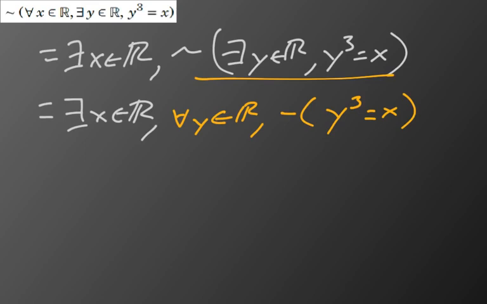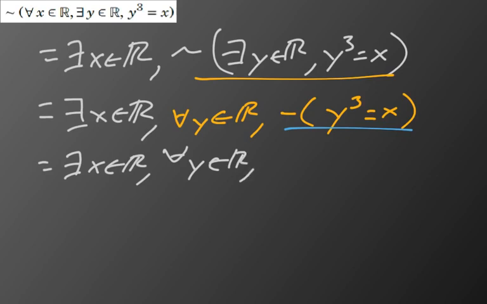And you could even go a little further, because you could switch that out. You could say there exists x in R such that for all y in R, you have y cubed not equal to x. And these can get even more complicated. The last thing I want to show you is how we handle implications.